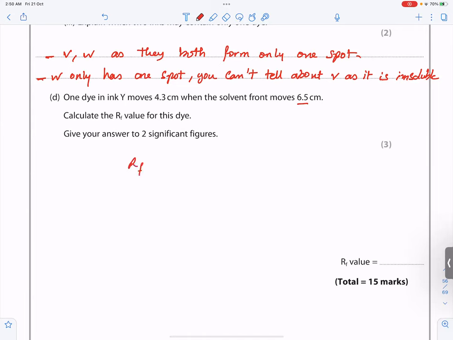One dye in ink Y moves 4.3 centimeters when the solvent front is 6.5. Calculate the retardation factor. So the retardation factor is equal to 4.3 over 6.5, which comes out to 0.66. So the retardation factor is 0.66.